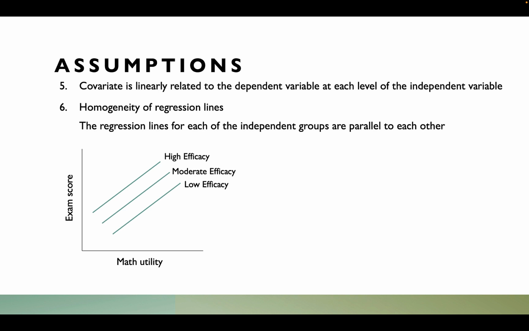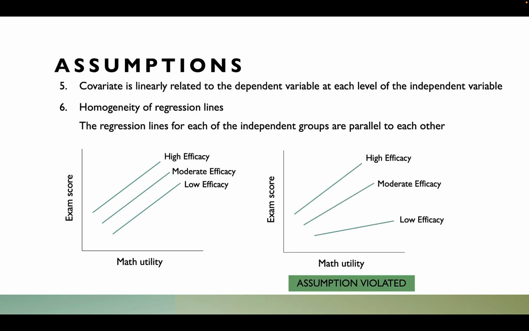So what happens if the assumption is violated? In this picture, we see that the 3 lines for high, moderate, and low efficacy are not parallel. They're actually skewed and would eventually intersect if left to continue. And so in this situation, we do not have homogeneity of regression lines.